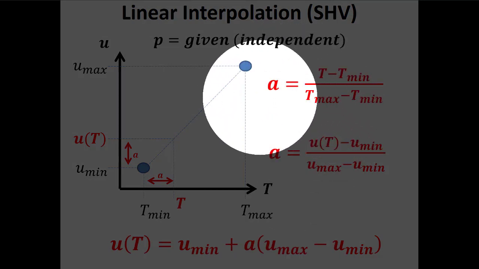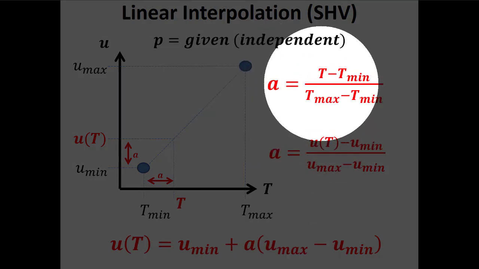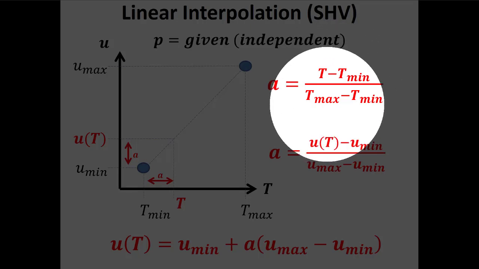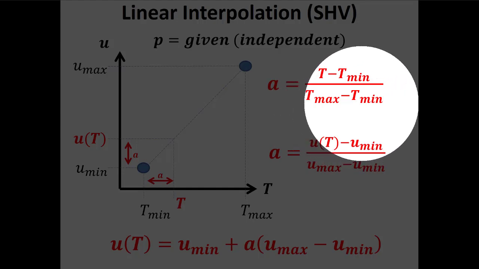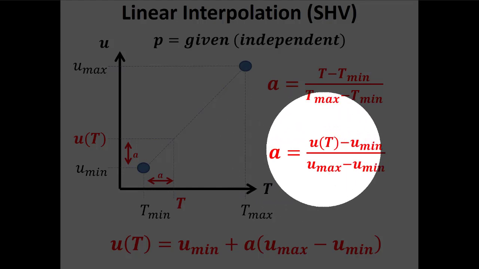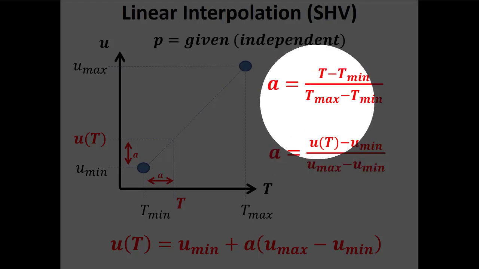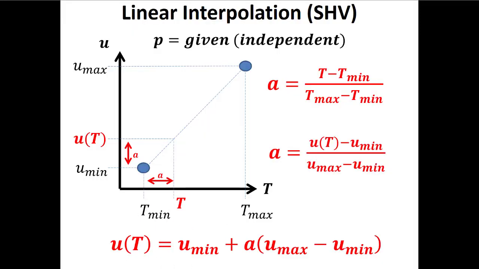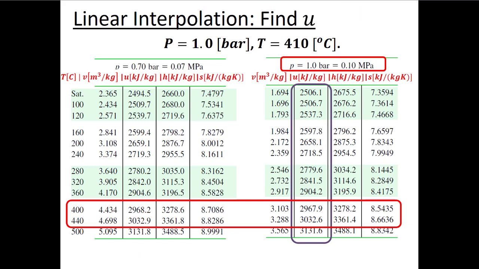I don't know A, but I do know T actual, that's 410. T min is 400. T max is 440. So I can find A. And then in this equation, I don't know A and I don't know U at the temperature that I'm interested in. But if I use this equation to find A, then I can put it in here and find U at T using this equation here. So it's a system of two equations. In this case, probably you could do this in your head. So this is 410 minus 400, that gives me 10.